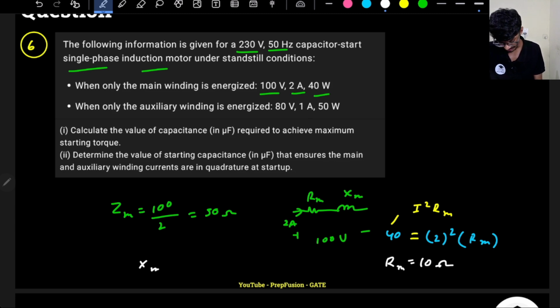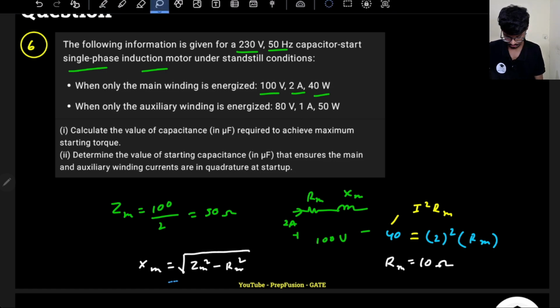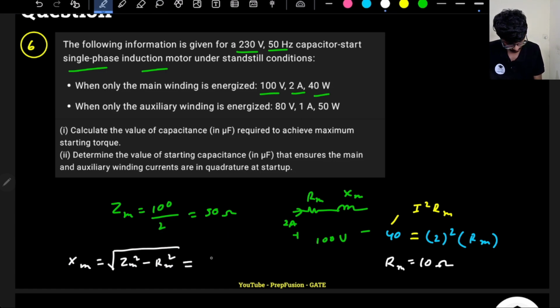Can I find out Xm? Yeah, Xm is very easy, right? It will be simply the square root of Zm square minus Rm square. Okay, I will calculate Xm. So square root of 50 square minus 10 square. So this value will be 48.99 ohms.